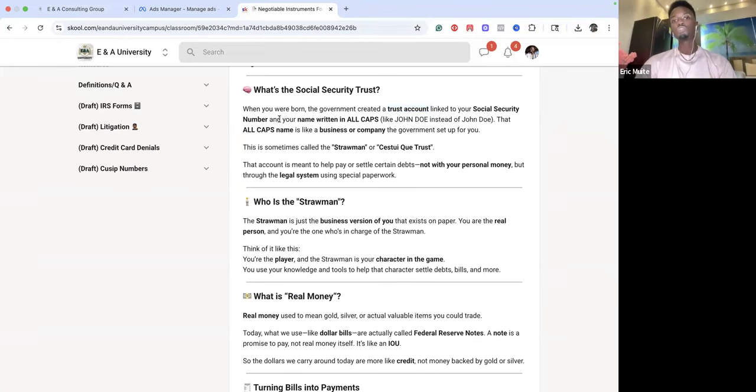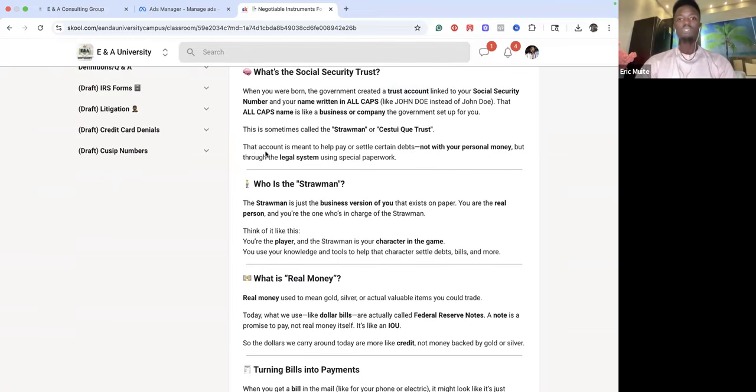And so it's linked to a social security number and your name written in all caps, right? That all caps name is like a business or company the government set up for you. This is sometimes called a straw man or the CE trust. That account is meant to pay and settle certain debts, not with your personal money, but through the legal system using special paperwork. Okay? And so this is where I want to highlight.